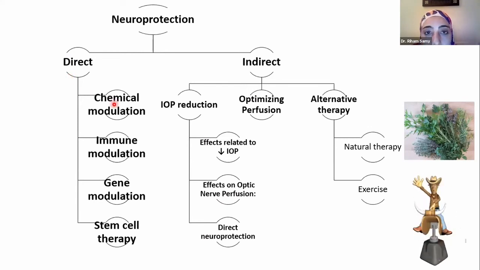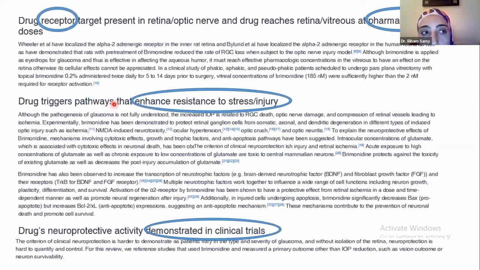To understand this, when we want to create a direct neuroprotective agent, this agent should have a receptor on its target cell, which is the retinal ganglion cell, and it should reach the retina and vitreous in pharmacologically sufficient doses. Also, this drug should trigger pathways that enhance the resistance and boost immunity of the retinal ganglion cells to sustain insults that occur due to high pressure. And we should have documented clinical trials in order to start using this agent.